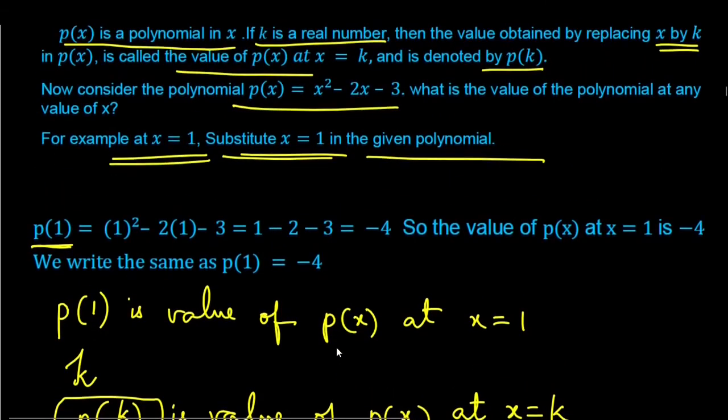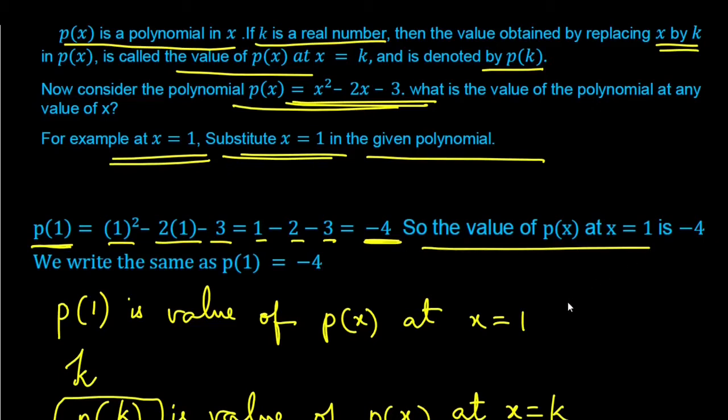Now let us take this example and find out P of 1. P of x here is x square minus 2x minus 3. To find the value of P of x at x equal to 1, P of 1 is equal to, substitute 1 in place of x, 1 square minus 2 into 1 minus 3. When we calculate, we get 1 minus 2 minus 3, which is minus 4. So the value of P of x at x equal to 1 is minus 4. The same thing can be written as P of 1 is equal to minus 4.